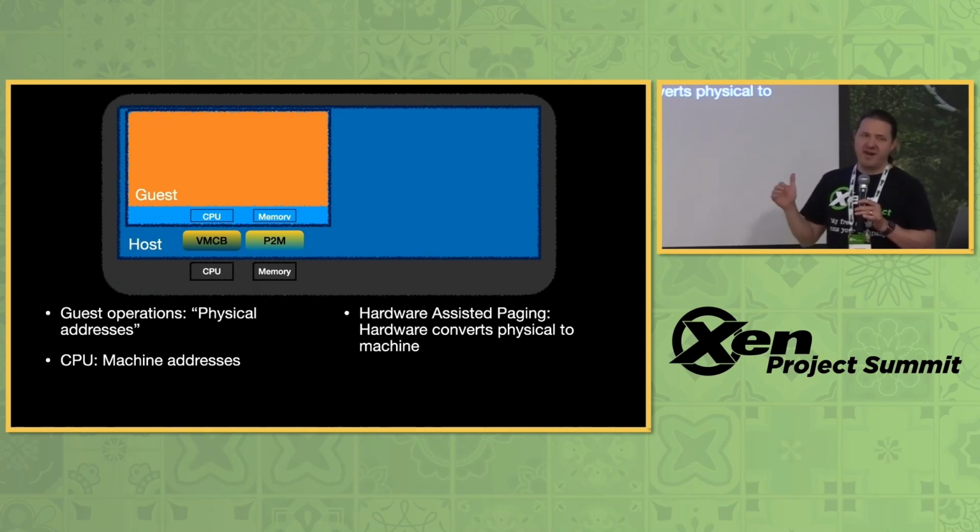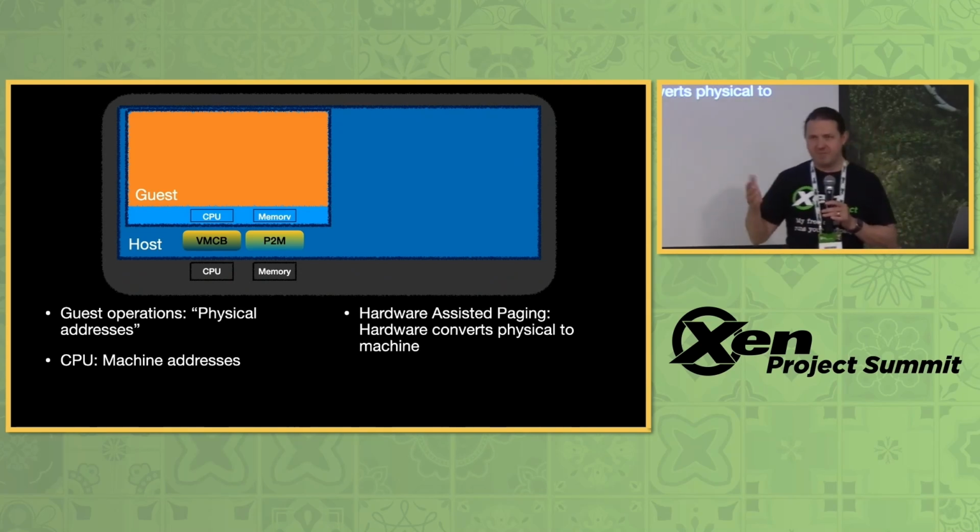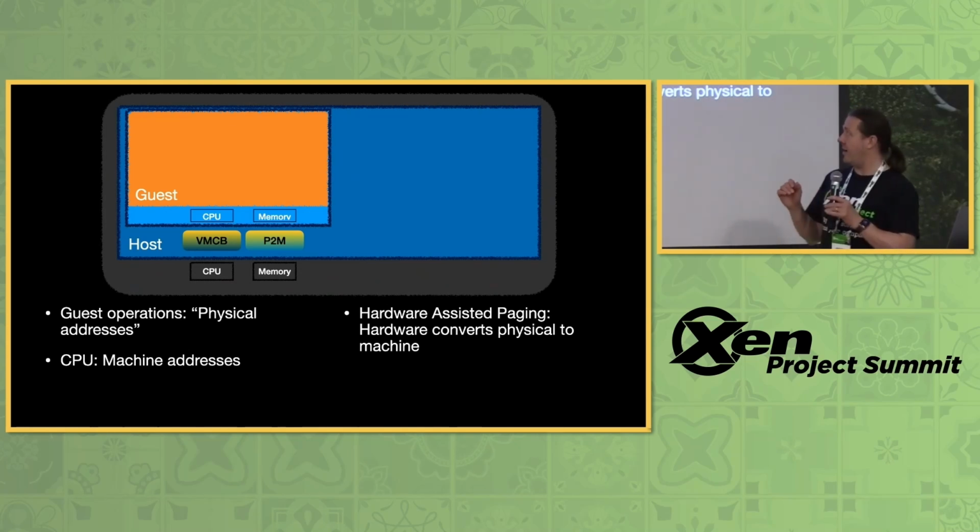And there's many different ways to do this mapping for the hardware. But the one we're going to cover today is called hardware-assisted paging. Okay, so this is HAP. On AMD, it's called NPT or RVI. On Intel, it's called EPT. On some places, it's called second stage translation.